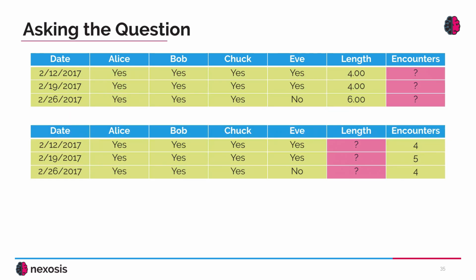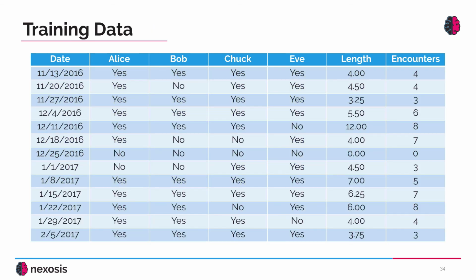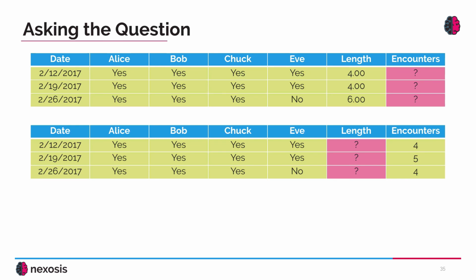So I'll show you here. Here we're going to say for February 12th, which was not in our data set, right? I ended it on February 5th. On February 12th, Alice, Bob, Chuck, and Eve will all be there, because they all said they were going to be there. They haven't canceled yet, so I'm going to assume they're going to be there. And we're planning on playing for 4 hours. How many encounters will we get through? And what about the week after that? And what about the week after that when Eve said she wasn't going to be able to be there, but we scheduled a 6-hour game because we had the extra time? And so we can predict how many encounters are based on that.